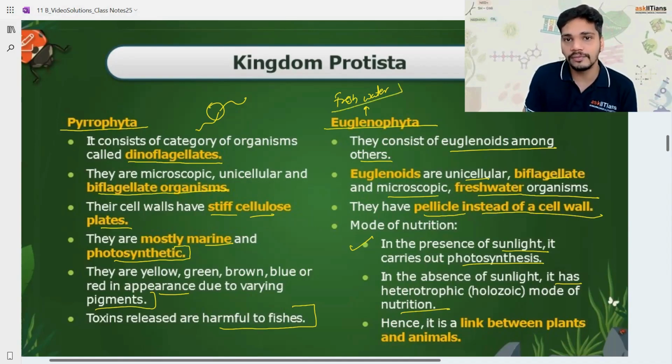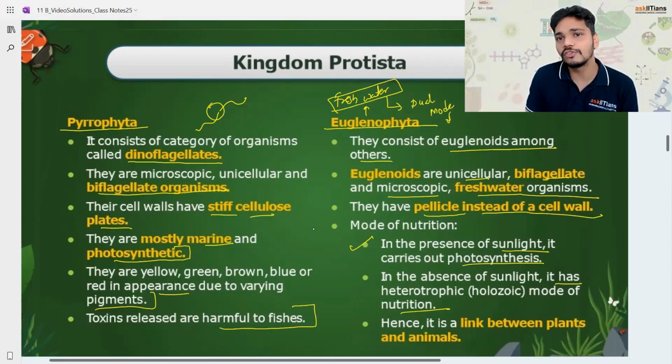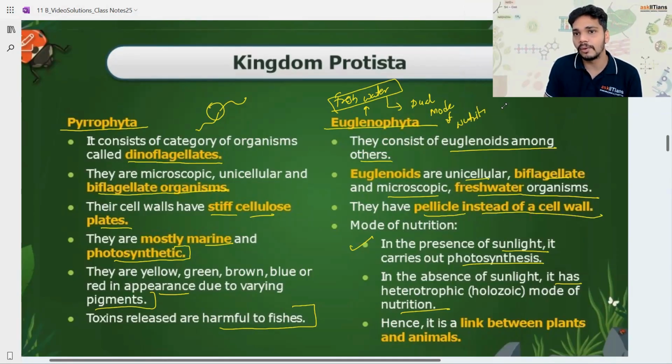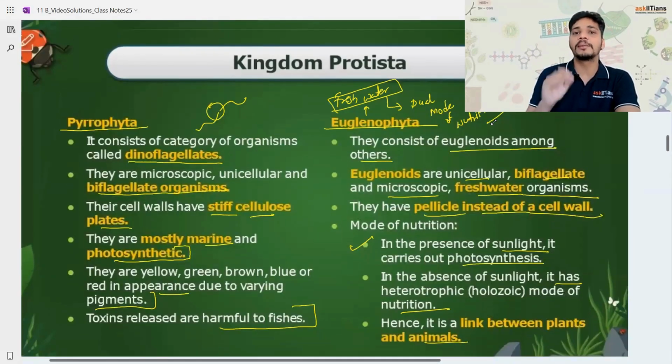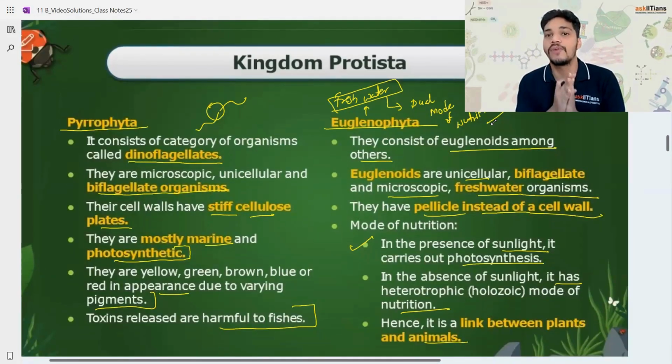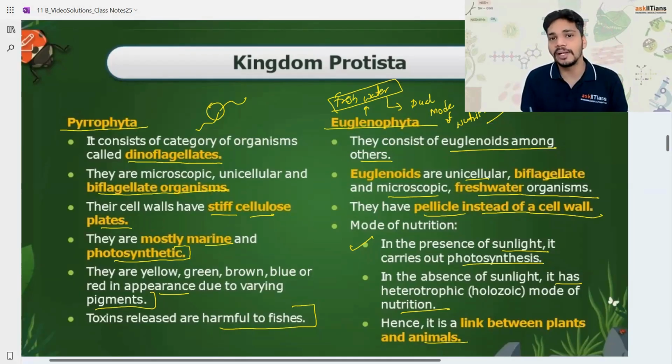So they are found in fresh water or stagnant water, and they have a dual mode of nutrition. Please remember this point. So hence it is the link between plants and animals. Who is the link between the plant and animal? Euglenoid. The prominent example is euglenoid.